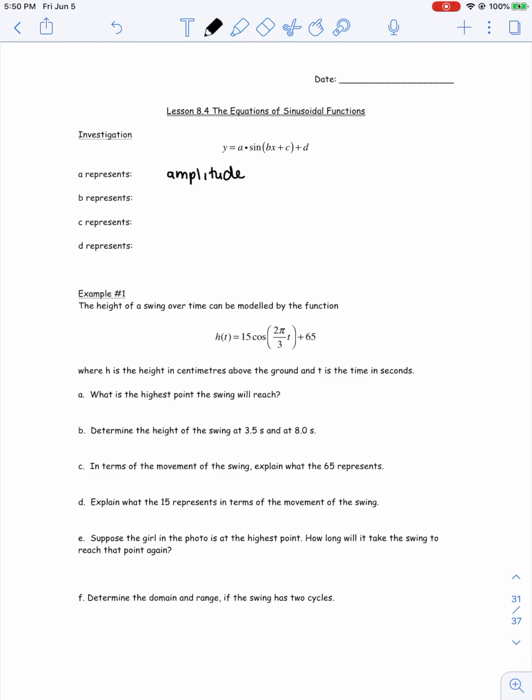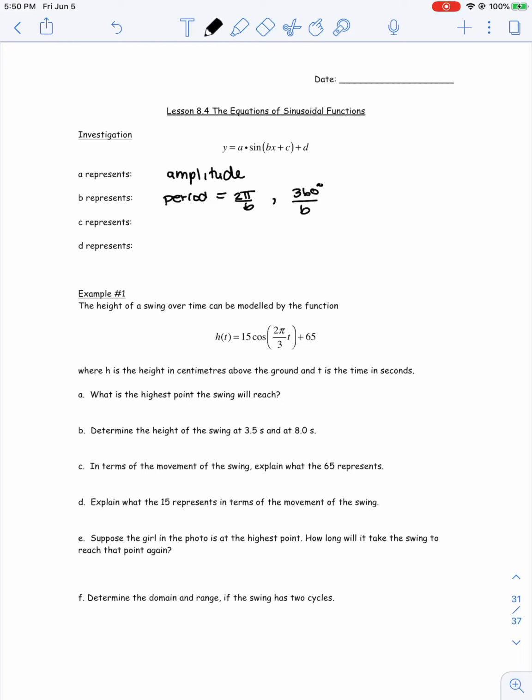So B, if you want to solve our period, we would actually put, if you're in radians mode, 2 pi divided by your B value is equal to your period. And then that could also be equal to, in degree mode, 360 degrees over B. So those are two ways that we can use B to find our period.